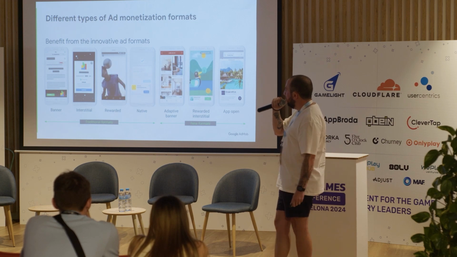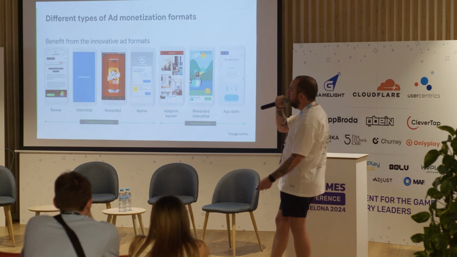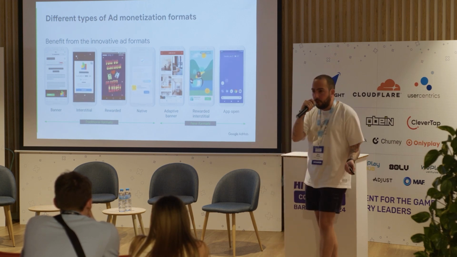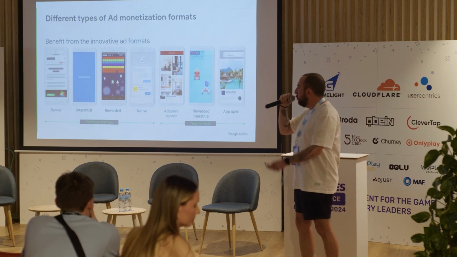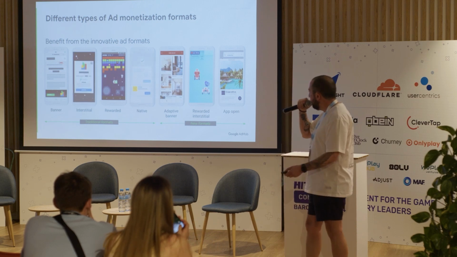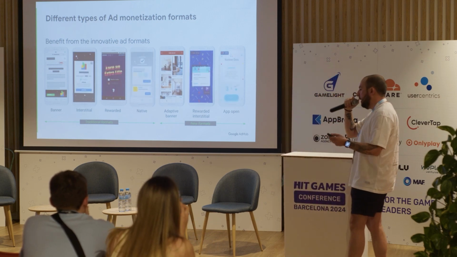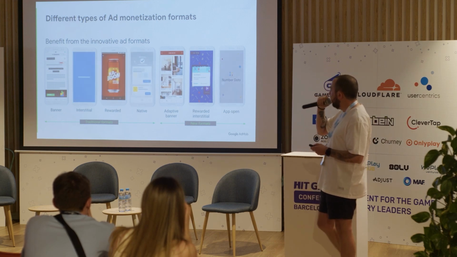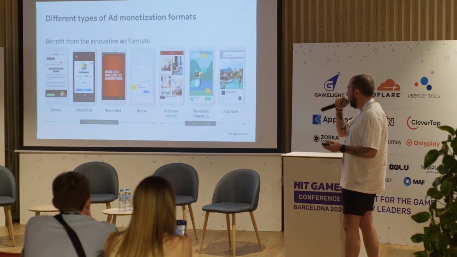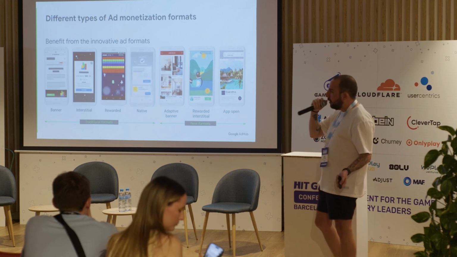You may be familiar with the ones on the left, those are more the traditional ad formats that we have. And the ones on the right are fairly new ad formats: adaptive banner, rewarded interstitial, and app open. The percentage usage has started to increase significantly for app open and rewarded interstitials.